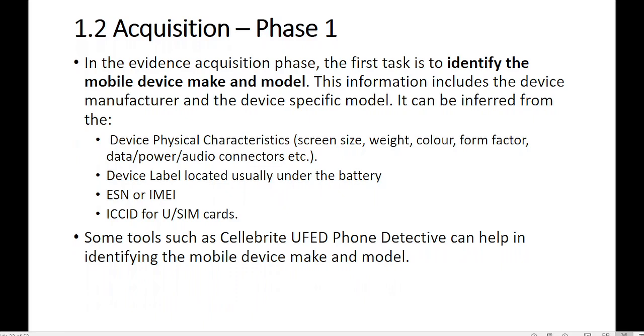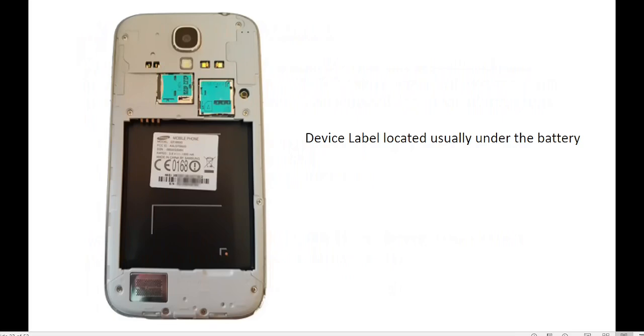Very complicated process. You can't do it manually, so you need to rely on the tools. That's why it's very important to understand which tool to use at any given phase. You can see there's a device label here, right? Normally under the battery, but it depends on the phone. Like this one, I don't even know which phone it is.